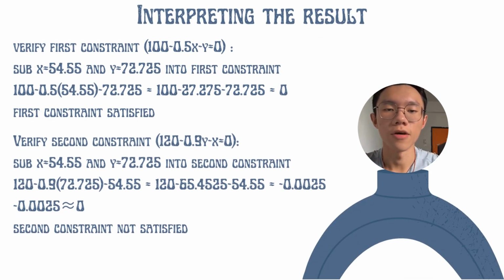Interpreting the results from the previous pages, x is equal to 54.55 and y is equal to 72.725. Are they satisfied for all three constraints? For the first constraint, which is 100 minus 0.5x minus y equal to 0, it is satisfied. For the second constraint, we get an answer nearly 0, which is negative 0.0025, but it is not 0, so the second constraint is not satisfied.